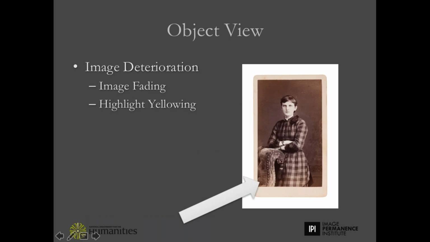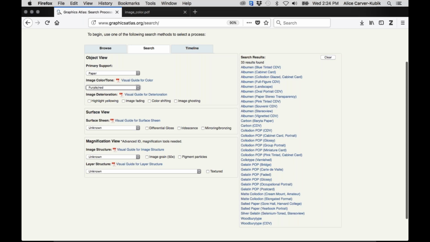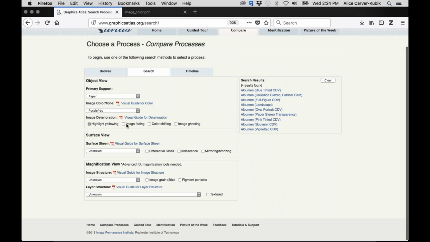So now let's look for deterioration. If you remember, our object has some image fading around the edges, though it's not that bad. It also has some subtle highlight yellowing. Again, it may be hard for you to see that highlight yellowing in my picture, but the actual object in hand, when I held it up to a bright white piece of copier paper, the highlights were indeed yellow. So if we go back to Graphics Atlas, we can check highlight yellowing and image fading.